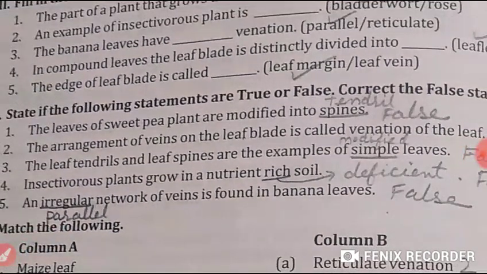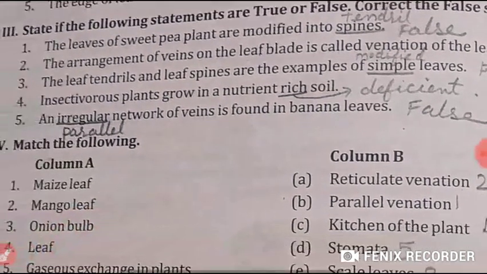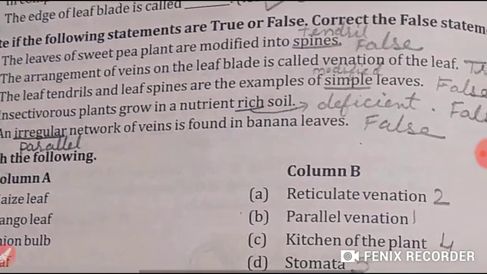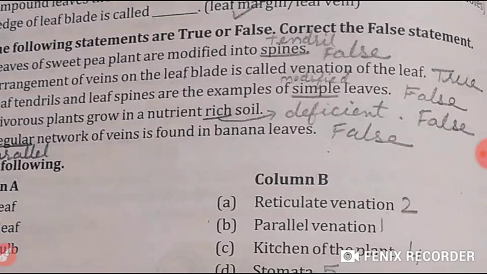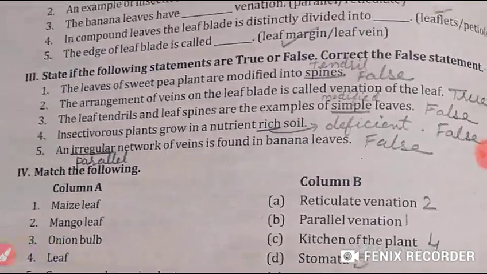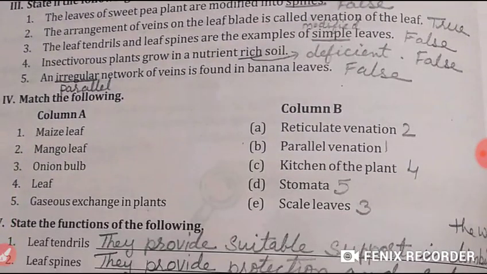Second, the arrangement of veins on the leaf blade is called venation of the leaf. This is a true statement. No need to write this statement again because it is true. Now third one. The leaf tendrils and leaf spines are examples of simple leaves. Students, this is false. Instead of the word simple, you have to write modified. M-O-D-I-F-I-E-D. Modified.